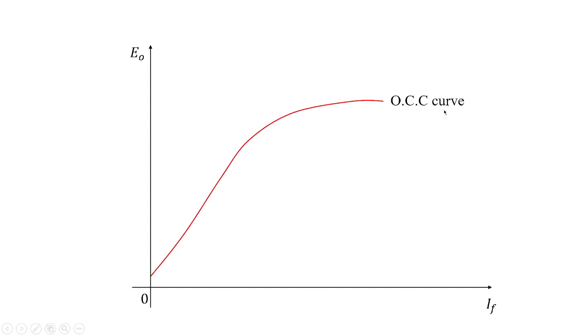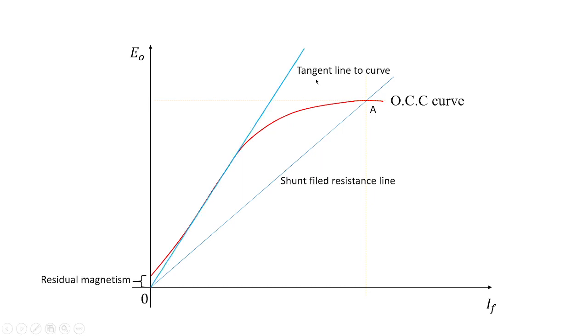So this is called the OCC curve, and already it is given as a note that the curve is not going to start from zero but with some value, means with zero field current some voltage is developed. That voltage is known as residual voltage, and this particular portion is shown as the part due to residual magnetism. In practical conditions we will ignore this, and shunt field resistance line is drawn from 0 and it is cutting the curve at A. So this point will be the value at which the machine will get completely excited through some voltage, and a tangent line to this curve is drawn in order to obtain the critical speed. So we are going to see what is the critical speed and critical resistance.